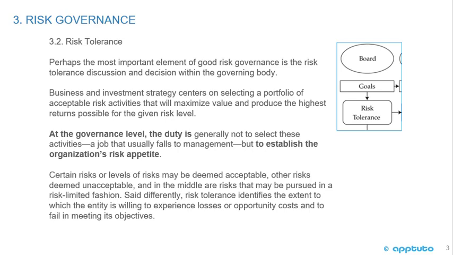body. Business and investment strategy centers on selecting a portfolio of acceptable risk activities that will maximize value and produce the highest returns possible for the given risk level. At the governance level, the duty is generally not to select these activities, a job that usually falls to management, as we saw in the graphic, but to establish the organization's risk appetite.